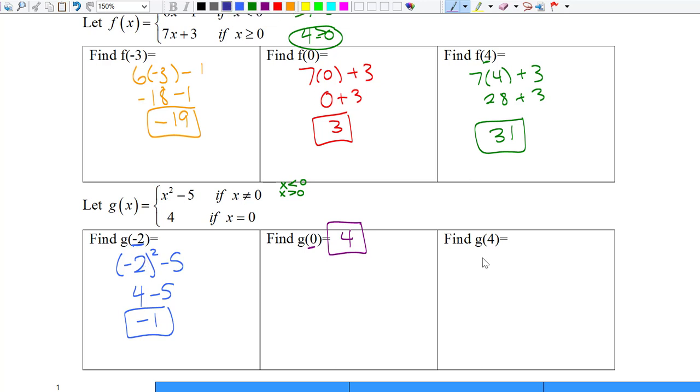And then the last one, we have g of 4. Is 4 equal to 0 or not equal to 0? Well, 4 isn't 0, so I'm going to go ahead and plug it into the first function. 4 squared minus 5, which is 16 minus 5, or 11. And that's it.